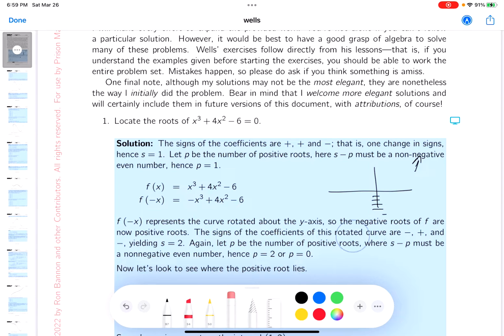Let me just erase this over here, and let's talk about things we've done in the past. We could get upper bound, lower bound, and so on. Let's talk about Descartes' rule of signs, though. So what do we got over here? We got the coefficients would be plus, minus. So there's one sign change. So s equals 1. And remember, we had s minus p must be a non-negative even integer. If s is 1, p would have to be 1. So p is 1. So there's one positive root.